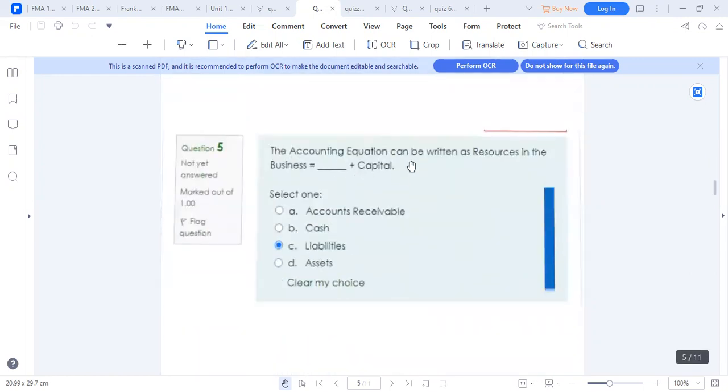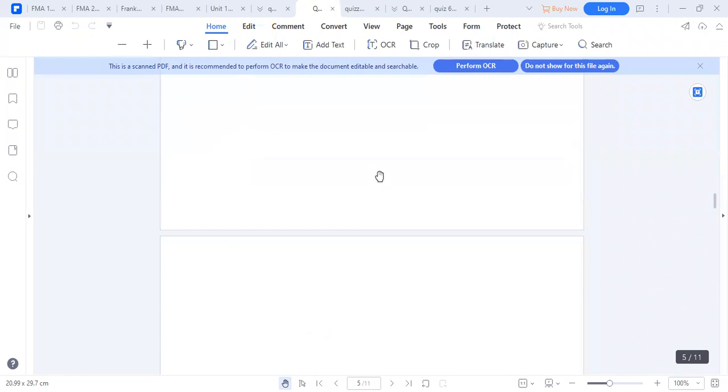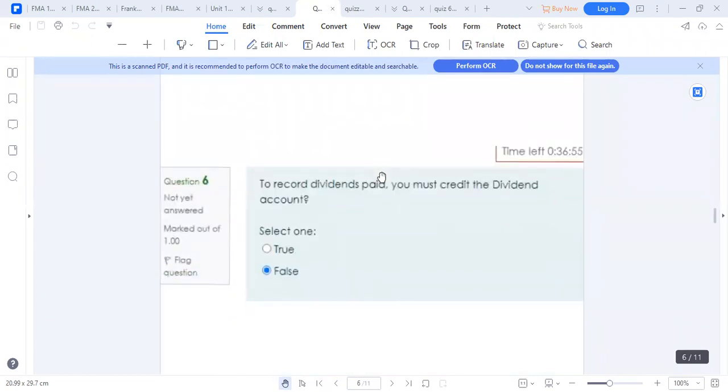Which one of the following is the accounting equation? Resources in a business is equal to dash plus capital. So resources in a business are assets. Assets is equal to liabilities plus capital. Correct. So resources in a business are also called what? Assets.